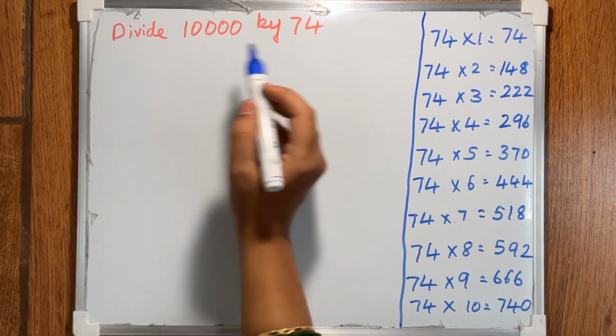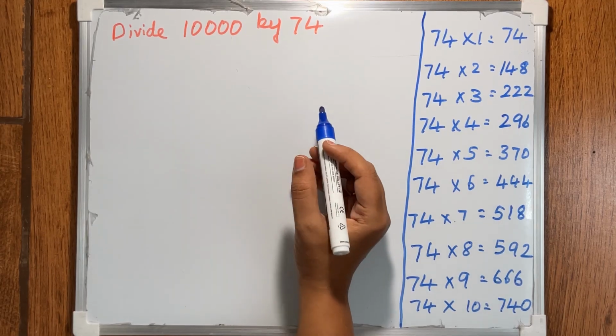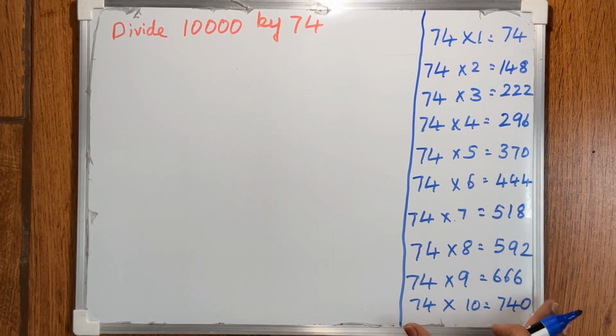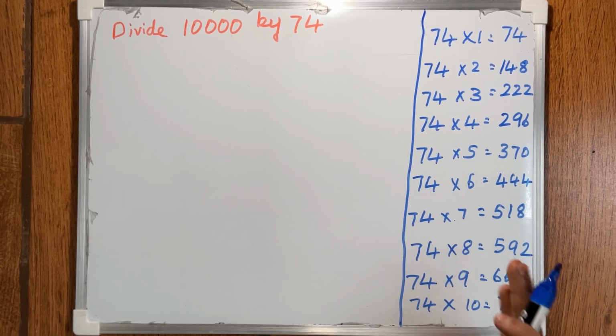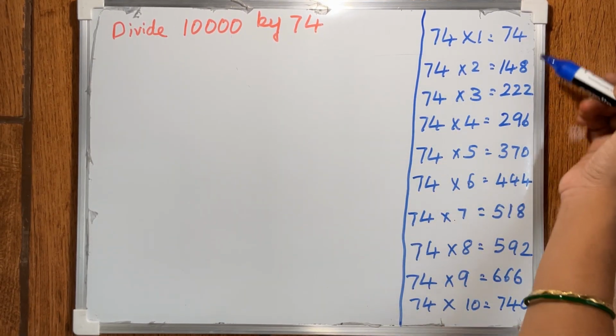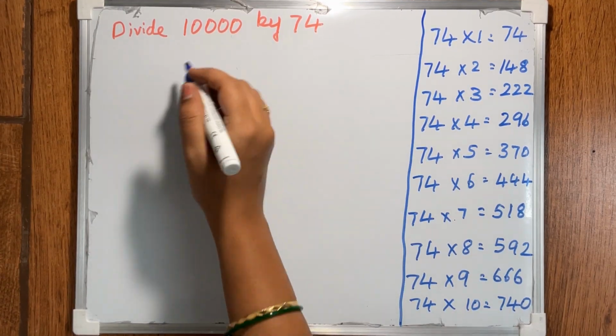Let's solve another problem. Divide 10,000 by 74. As I have said previously, we can write the divisor's table in a working column on the side. If we find it difficult to write the tables, we can multiply directly and make a ready chart of the table of the divisor. Now let's solve the problem.